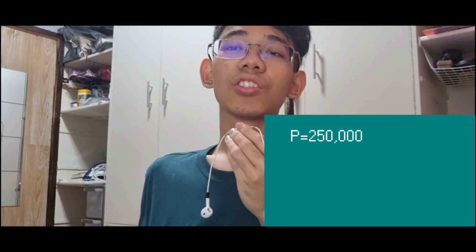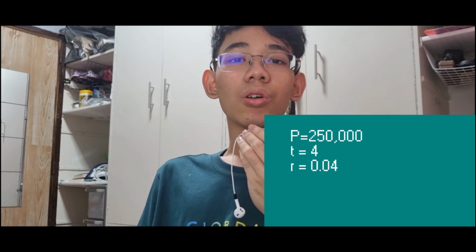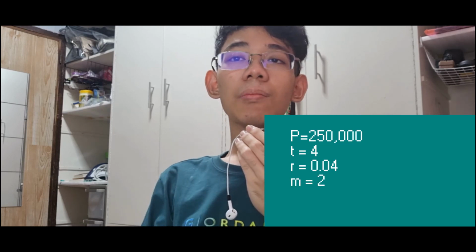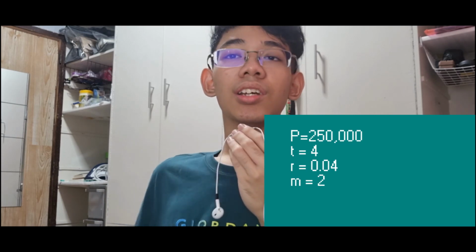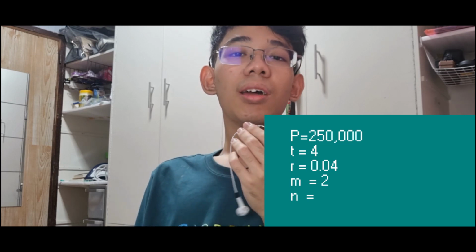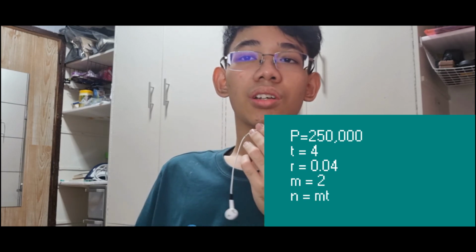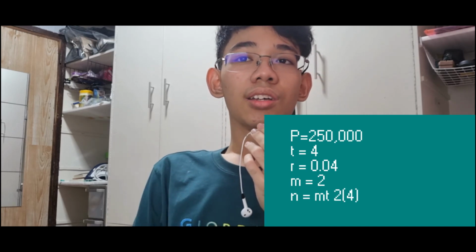For our given, we have P equals 250,000 pesos. T equals 4, the time, 4 years. R equals 0.04, nominal rate. M equals 2, which is the number of conversion periods. And then n, the number of payments, equals MT, which means that you have to multiply M and T.